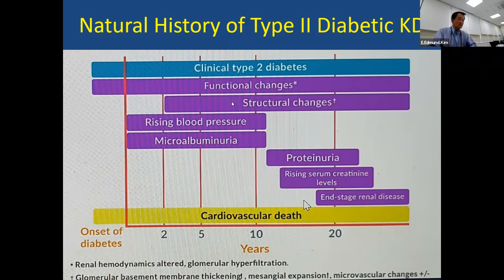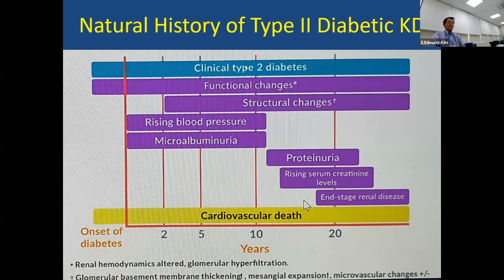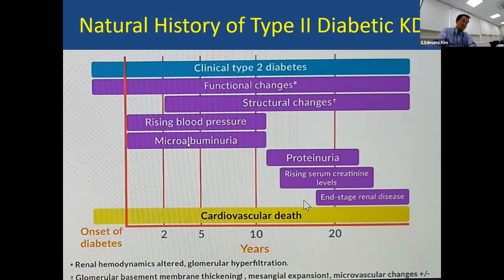it starts with functional changes and then later structural changes. But blood pressure rising, microalbumin, so albumin in the urine starting, that's the first. So in diabetic patients, they always have to check urinalysis. If blood sugar is not controlled well with the medication, they must check albumin in the urine. So starting here, they have to check renal function and cardiac function together.